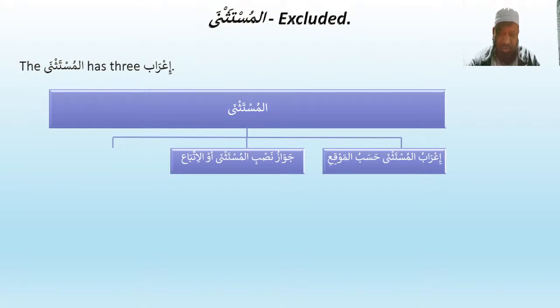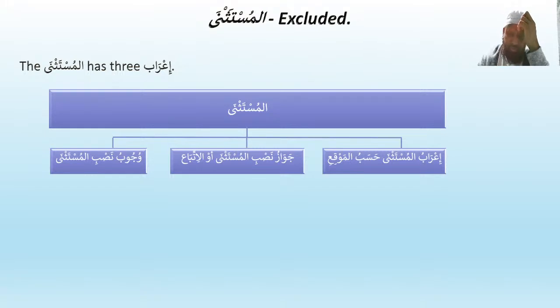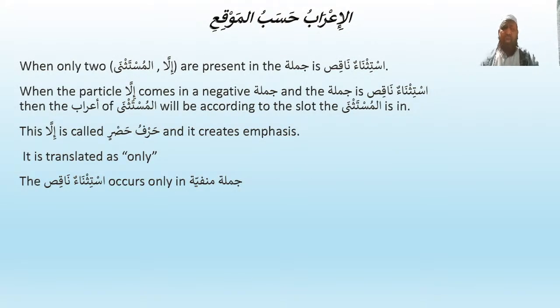It is allowed to make it as mustasna and put in mansub case, mansub nasab slot, or it will follow the mustasna minhu in i'rab. And number three is wujubu nasbil mustasna, which is mandatory, no choice. In that case, mustasna must have nasab case. So we are doing the number one, al-i'rabu hasabul mawqi'. So far, that's what we've learned.